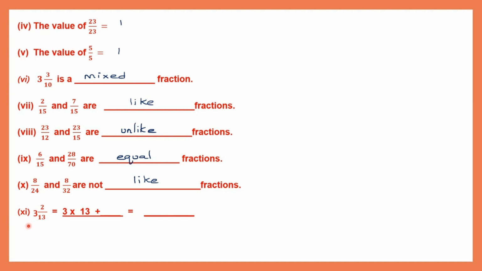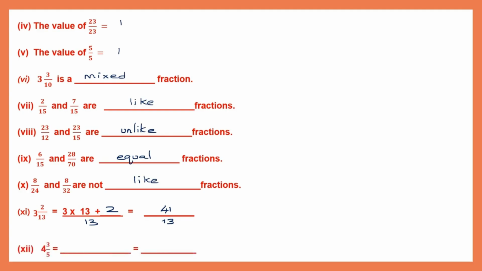Now, the 11th question, 3 2 by 13. Now, this is going to be converted. So, what do we do? First, we multiply 3 into 13 and add 2 to it. The denominator will remain the same. Now, let's multiply and see what we get. So 3 into 13 is 39 plus 2 is 41. So 41 and the denominator is 13. So what have we done here? A mixed number. We have converted it to an improper fraction.